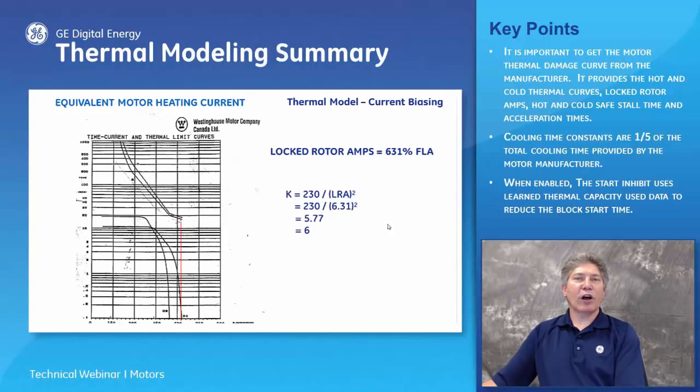If you draw a vertical line to the x-axis at the end of the hot and cold thermal damage curve, this is known as the locked rotor amps. It is represented as a percentage of FLA, and K can be calculated in two ways. A conservative calculation, where K is equal to 230 divided by the locked rotor current squared, or the typical calculation where K is equal to 175 divided by the locked rotor current squared. This value is placed into the settings.